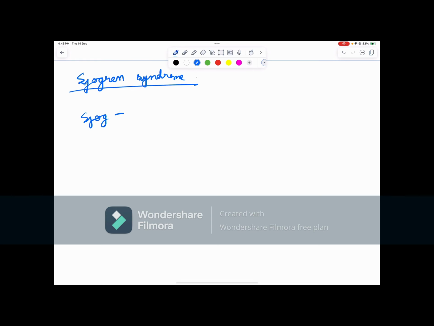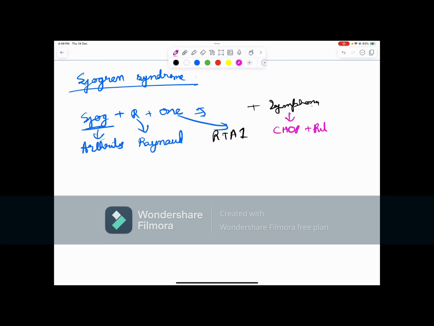So they are JOG plus R plus 1. Jogging is related to arthritis, R is related to Raynaud's phenomena, and 1 is associated with renal tubular acidosis type 1. And for lymphoma, you have CHOP plus rituximab.